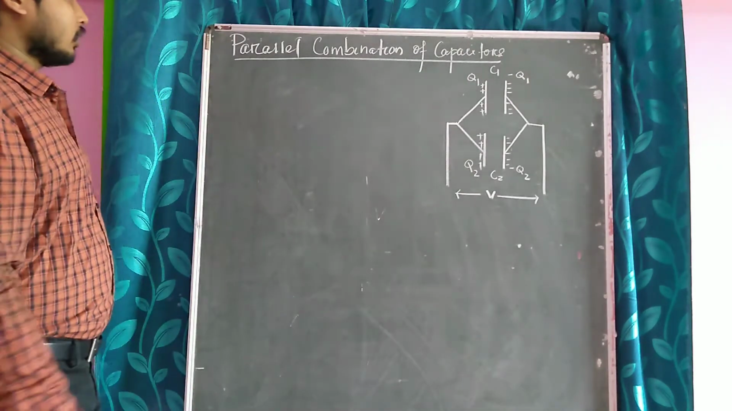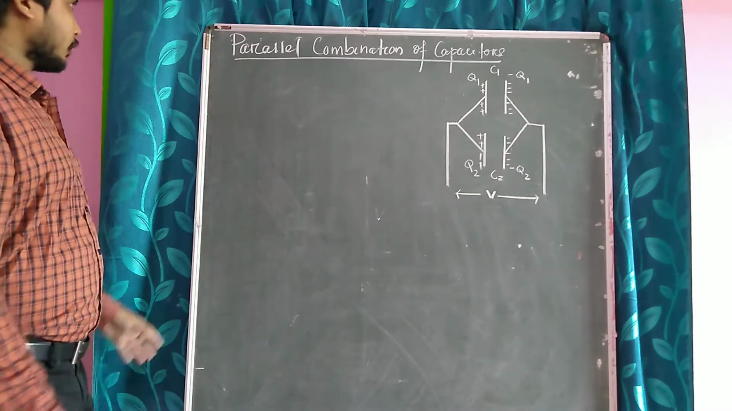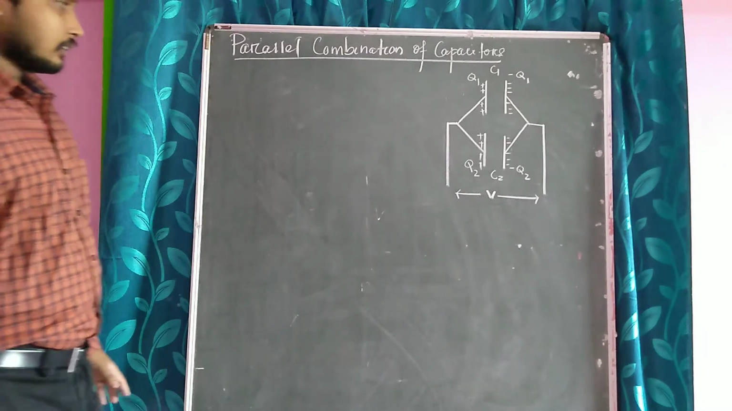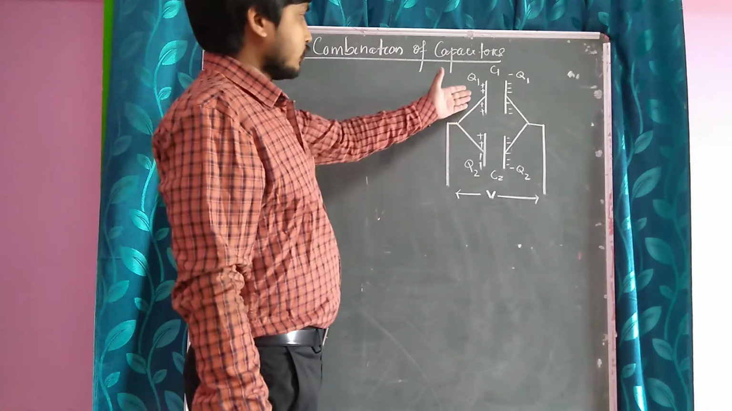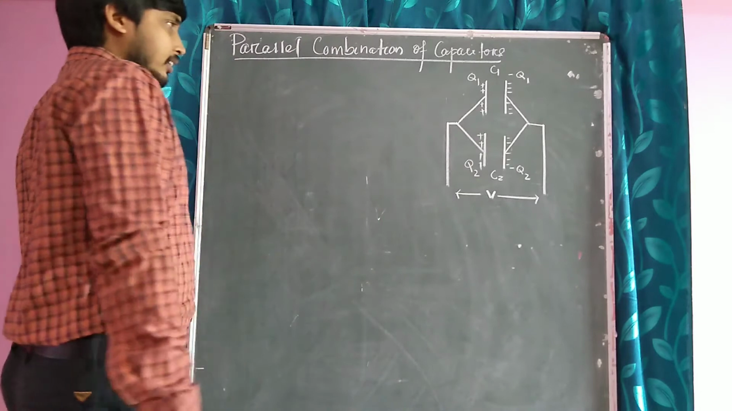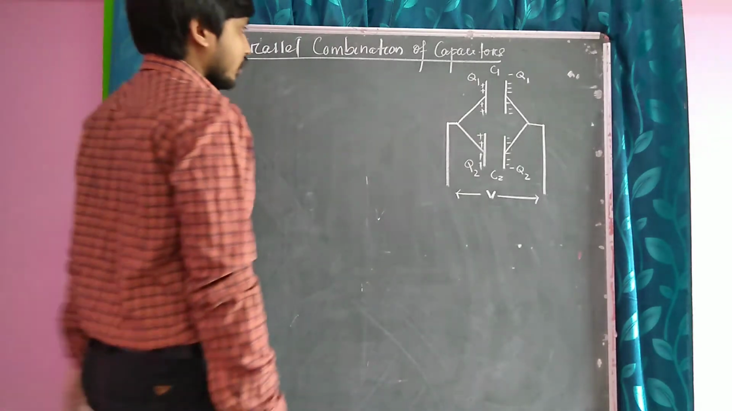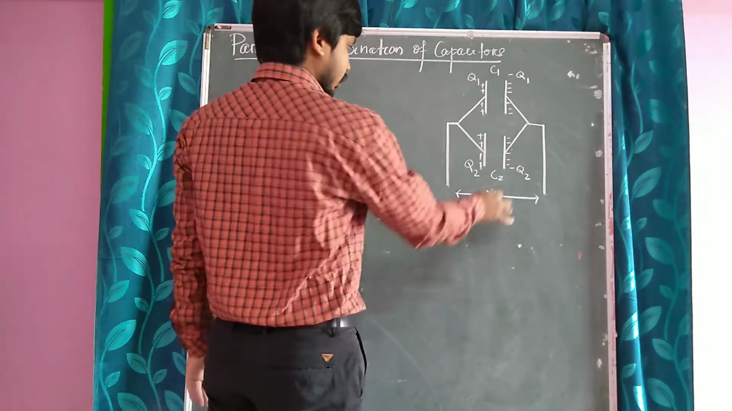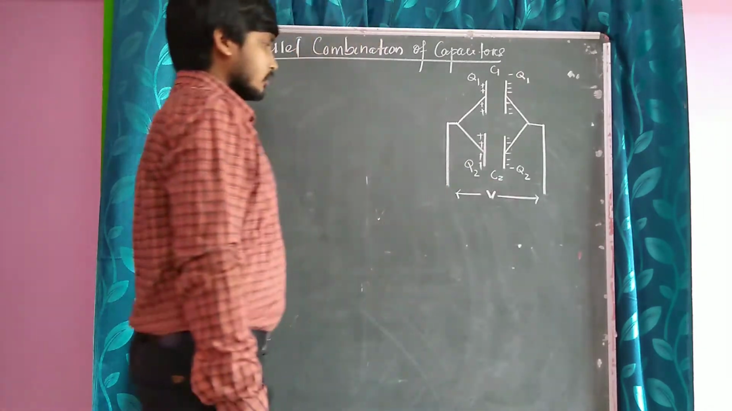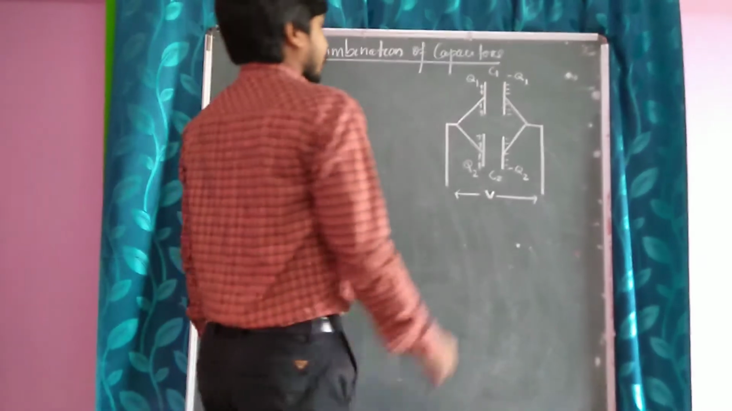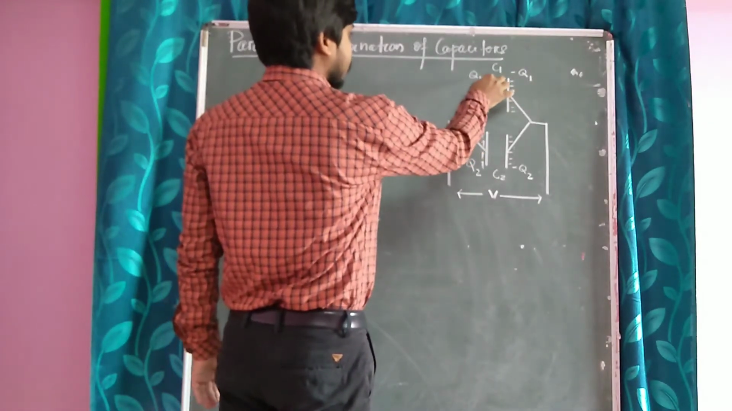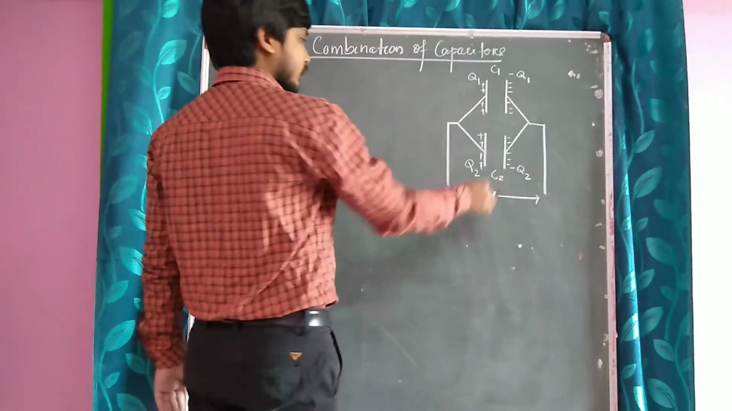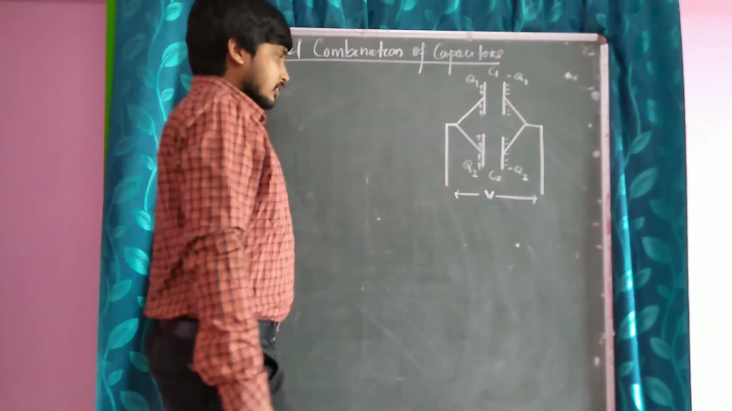So students, now in this video we will be discussing the parallel combination of capacitors. So here I have taken two capacitors, they are joined in parallel. Let C1 be the capacitance of the first capacitor, C2 be the capacitance of the second capacitor, and Q1 is the charge present on the first capacitor and Q2 is the charge present on the second capacitor.